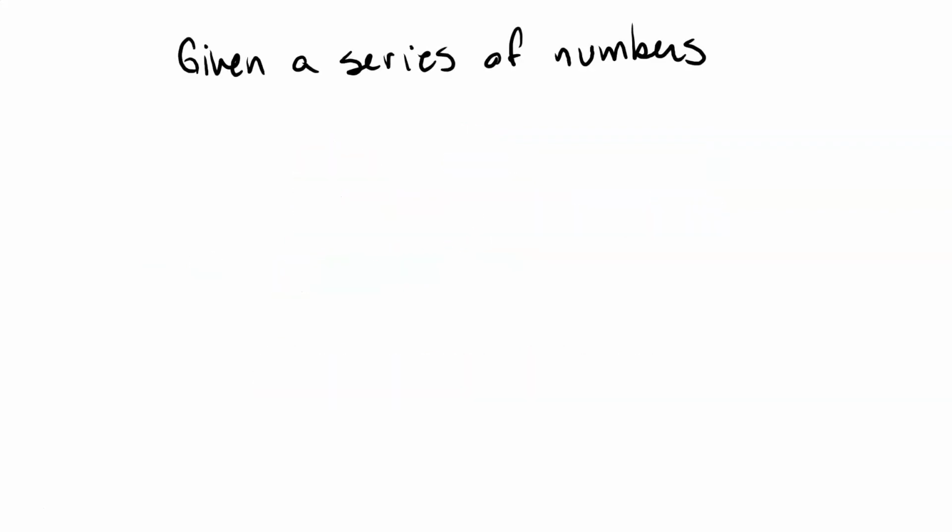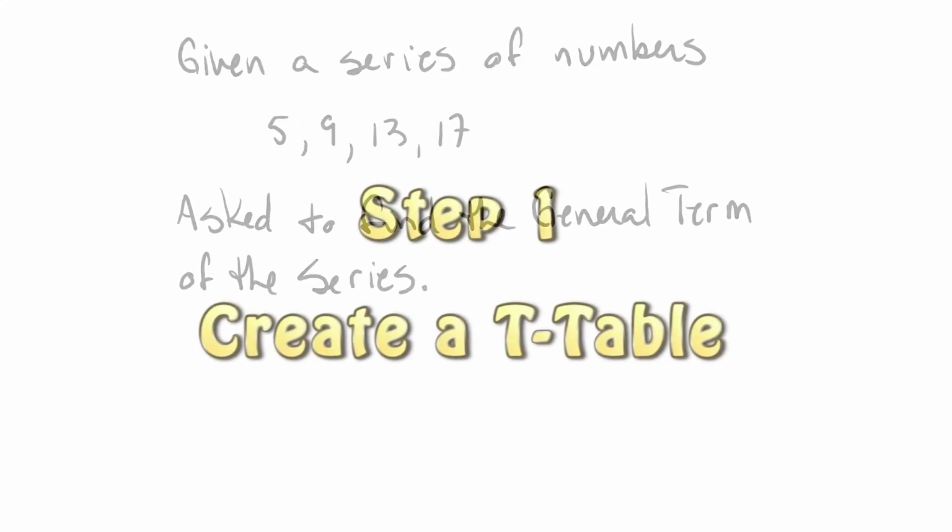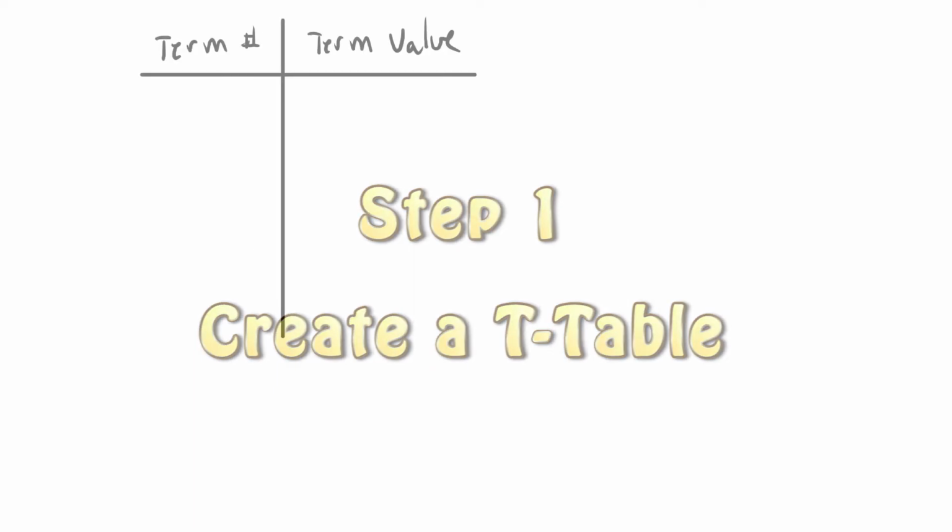Suppose that we're given a series of numbers, such as 5, 9, 13, 17, and we're asked to find the general term of that series. Here are the 5 steps we need to follow. Step 1. Make a t-table.